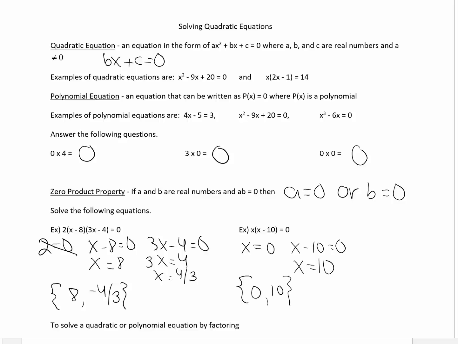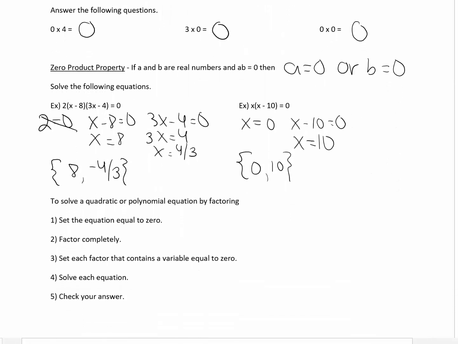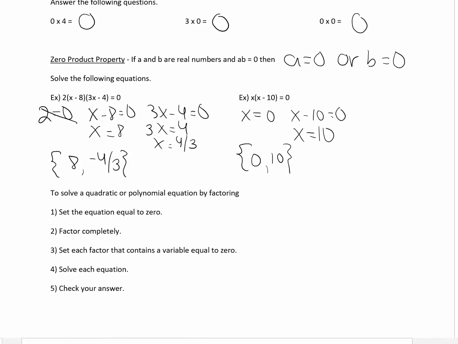Okay, so now that we've talked about the zero product property, let's talk about how to solve a quadratic or a polynomial equation by factoring. First off, we want to set the equation equal to 0. Factor completely. Set each factor that contains a variable equal to 0. Solve each of those equations, and then check your answer.